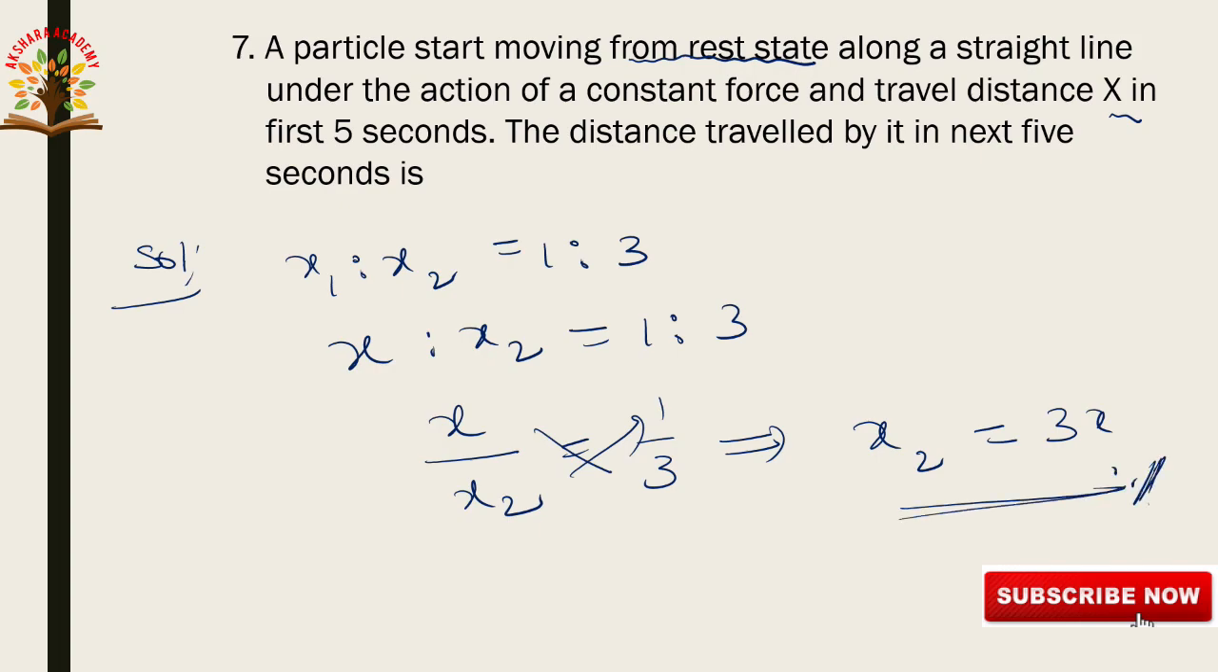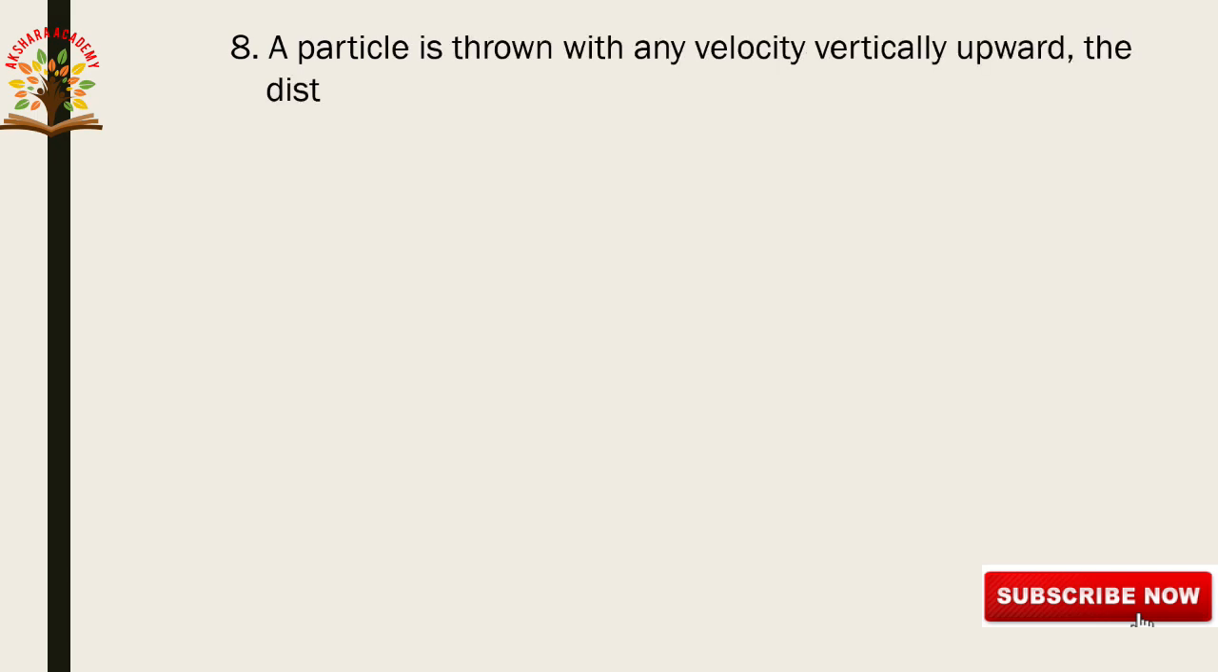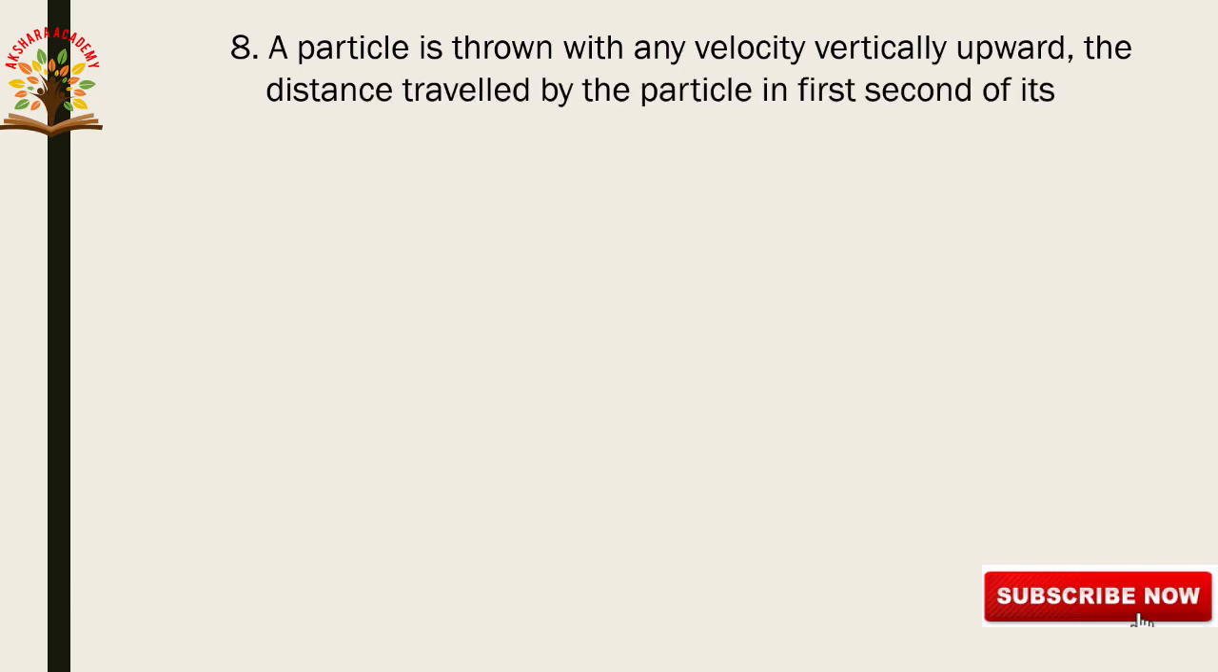Okay, next we will go to the next question, the eighth one. A particle is thrown with any velocity vertically upward. The distance travelled by the particle in the first second of its descent is? Here you have to calculate the distance travelled by the particle in the first second of its descent.